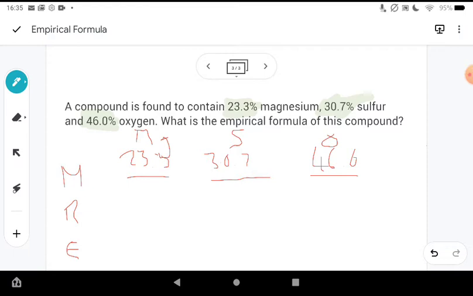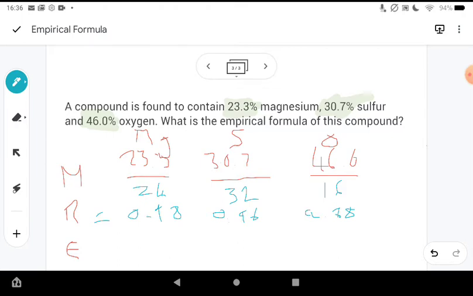And what you're going to do once you've set your table up like this is divide by the atomic masses. And the atomic mass of magnesium is 24. The atomic mass of sulfur is 32. And the atomic mass of oxygen is 16. So once you've divided them, this comes to about 0.99897 something. This is 0.96 if I round it. And this is about 2.78, something like that. No, 2.88 I think it is.